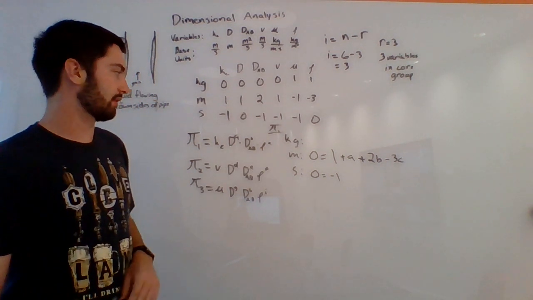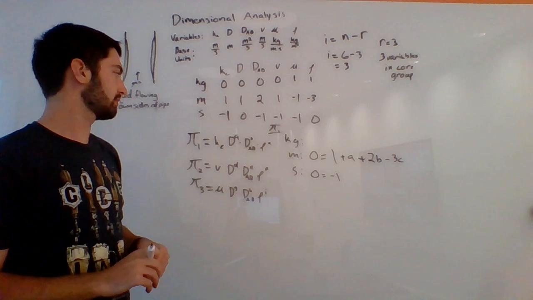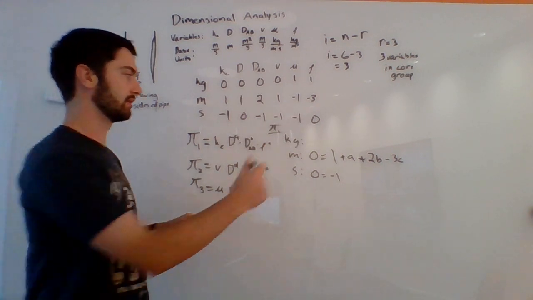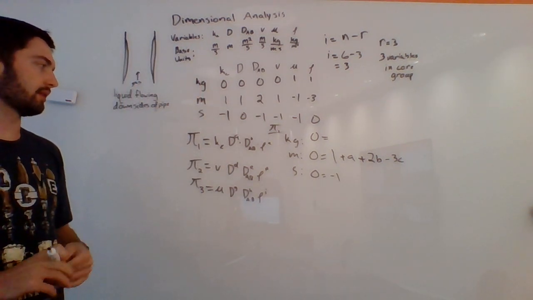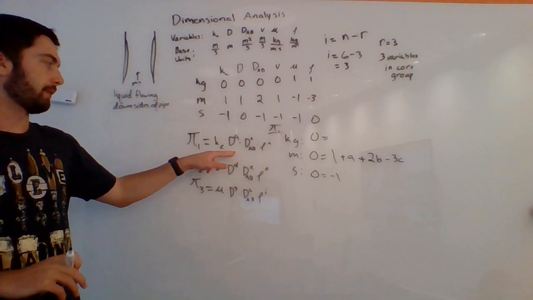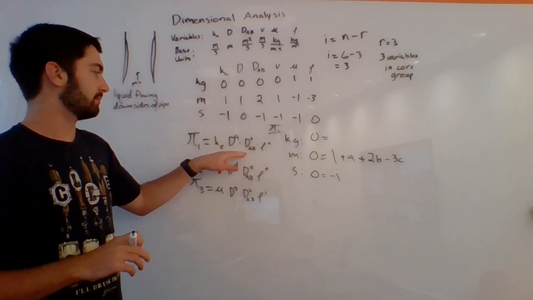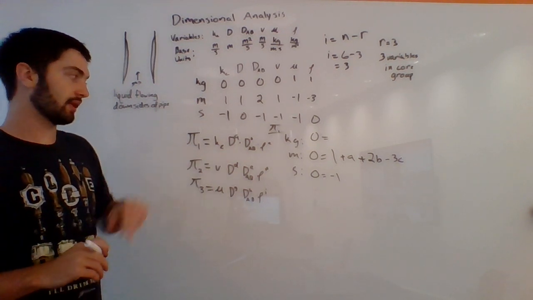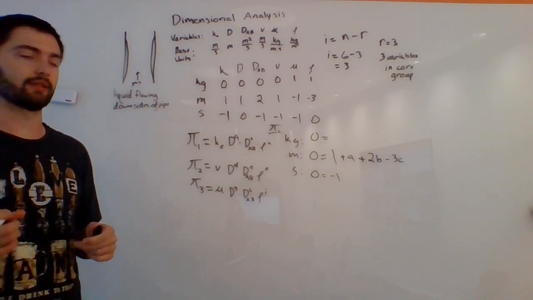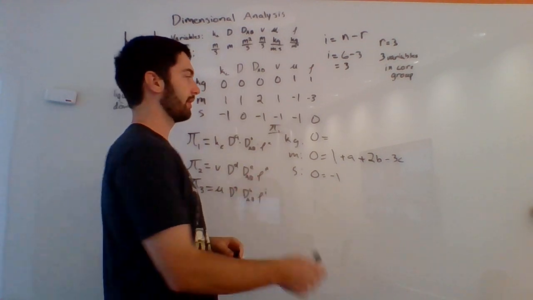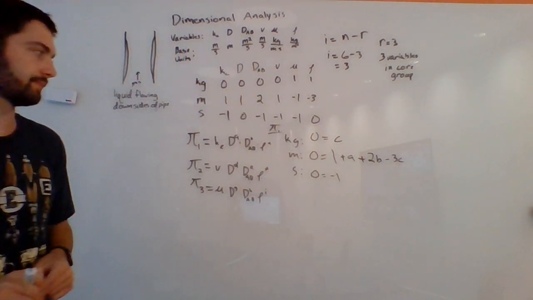So now we can do the kilogram equation. So the mass transfer coefficient does not involve kilograms, so there's no constant in that equation. And then the pipe diameter only involves meters, so there's also no kilograms there. The mass diffusivity also does not involve kilograms, so there's nothing there. And then finally we have the density, which does involve kilograms. It's plus 1 in the numerator, so we know C is just equal to 0.